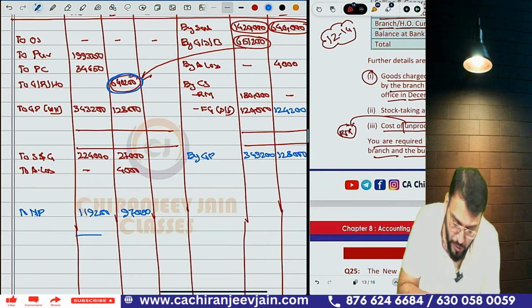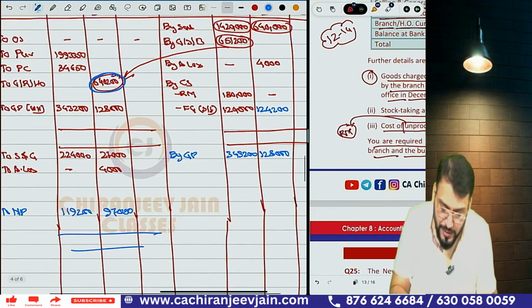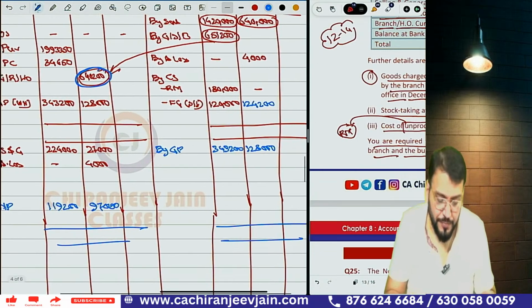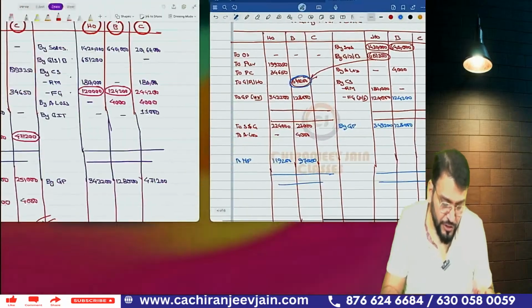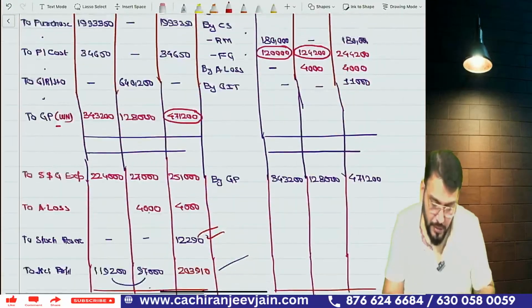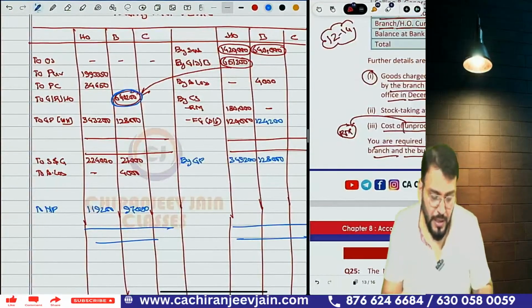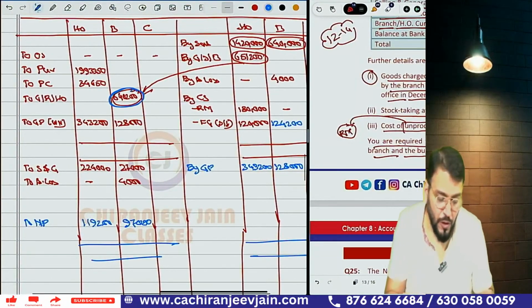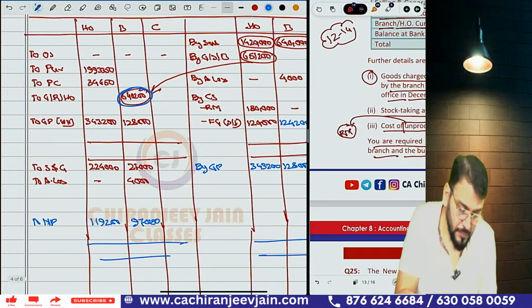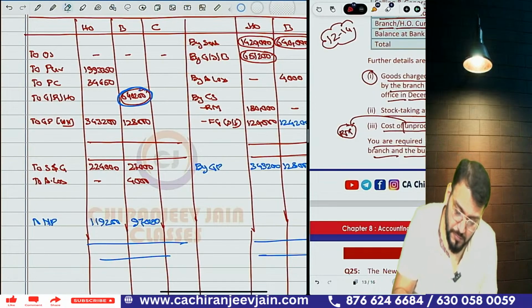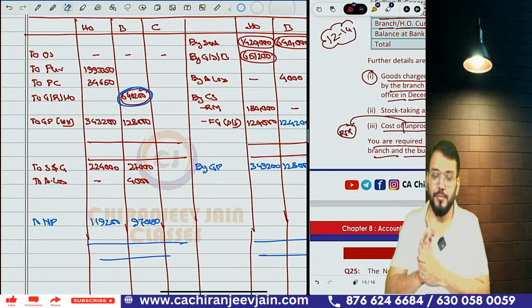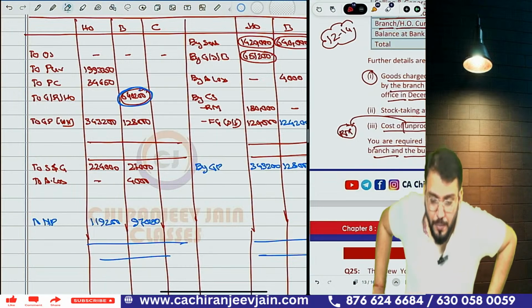I need to explain a little about consolidation also. Have you understood this? Tell me, up to this any doubt? If you have understood this, then we'll come to the consolidated part.